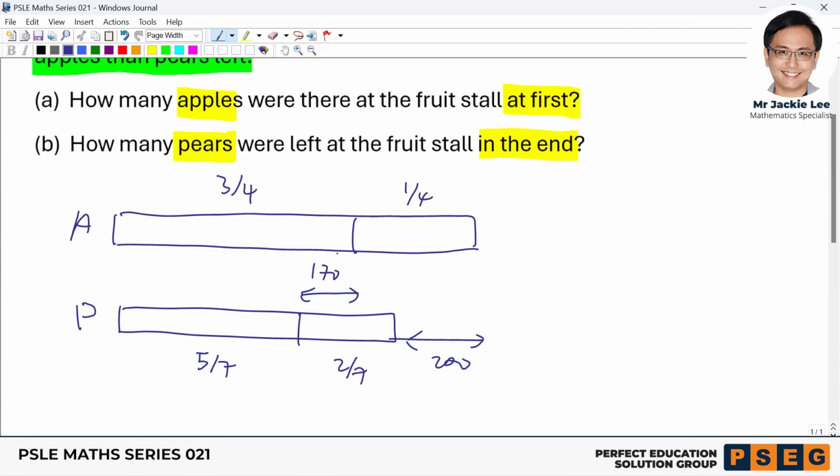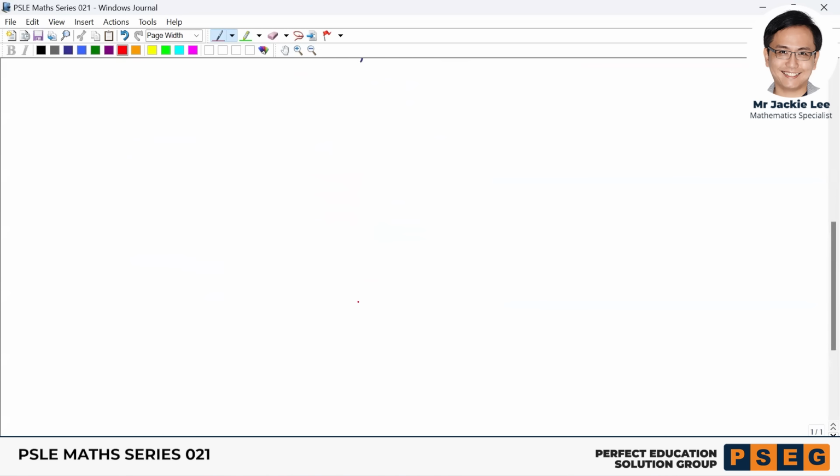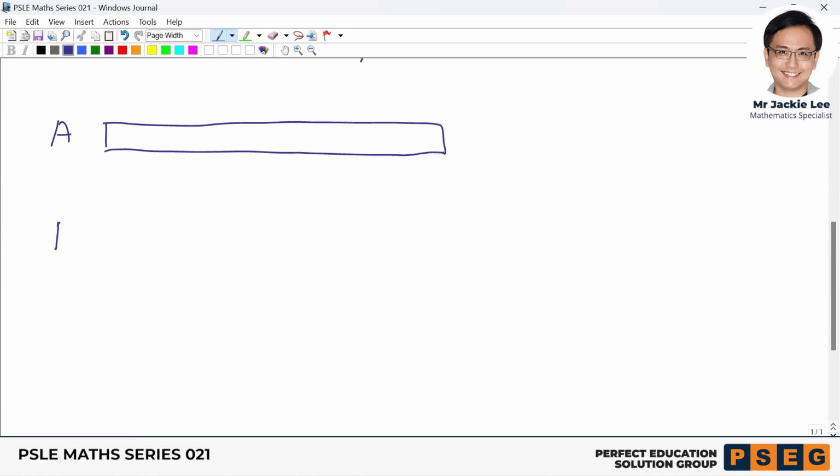Okay, but this model may be a bit harder to solve. So what I'm trying to do now is to align these two together. The whole thing will be shifted to the right by 170. Let's construct a new one that will be easier for the calculation. So A again, no change. Then for P, this one will be shifted to maybe something like this, so this one will align properly.